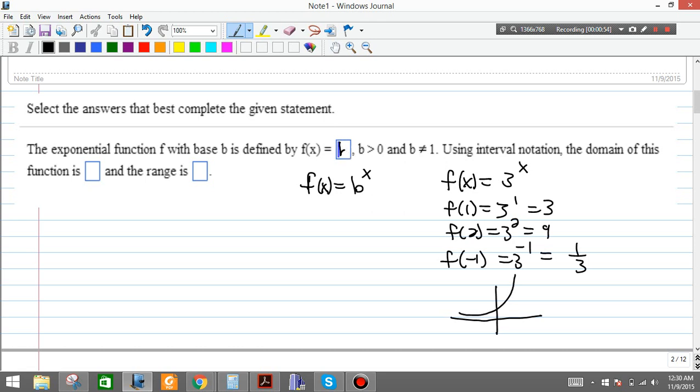So the answer to this is b to the x. The domain, you can put in any real number you want, so minus infinity to infinity. And then the range, you can see the lowest value, it doesn't go down below 0, so it's 0, and then it just goes up forever, which is infinity. And the remark is it does not hit 0, so you need a parentheses around the 0. And we're going to put that in.